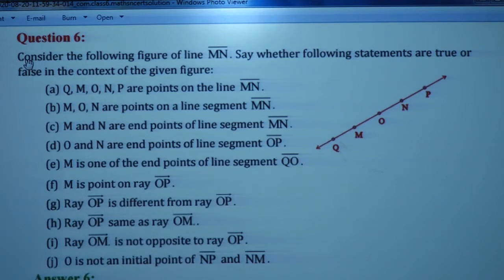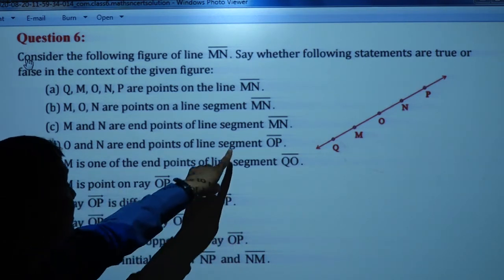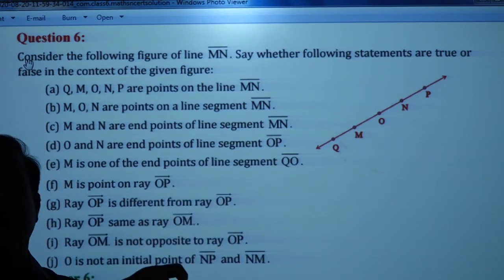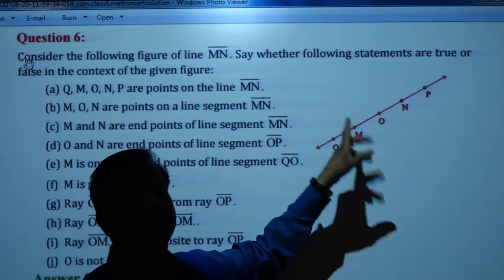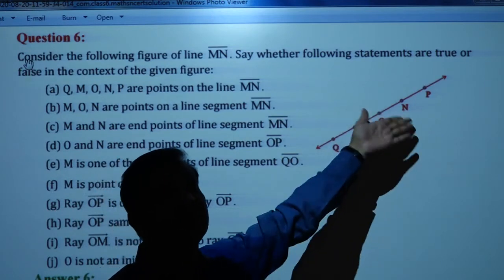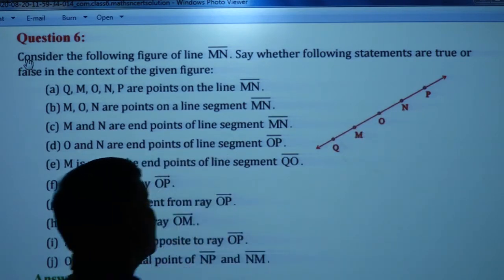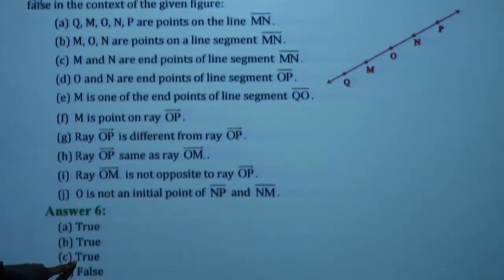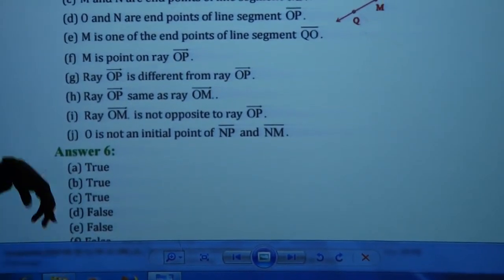Again they said line segment. Line segment means what? Between 2 points. M and N line segment. These both are the endpoints. Yes, they both are the endpoints. Again we are asking line segment. Segment means a line between 2 points. So here is M and N. M is the ending point of the line. N also ending point. M and N are the endpoints of the line segment MN. Yes, it is true.